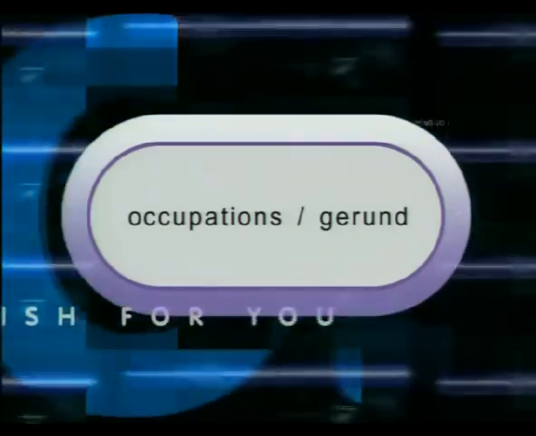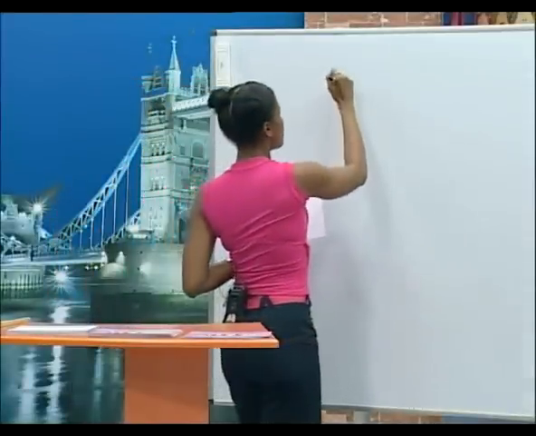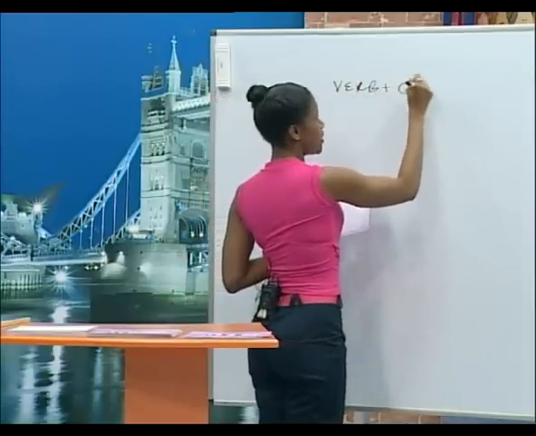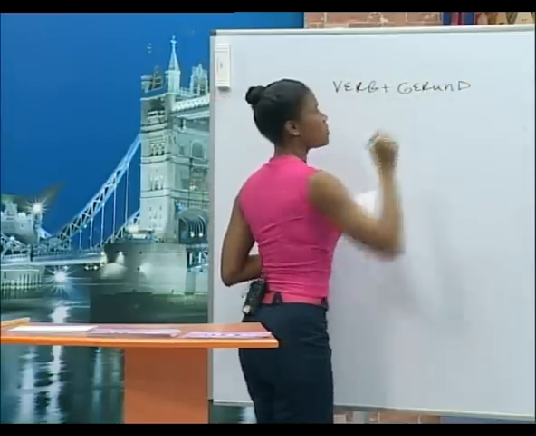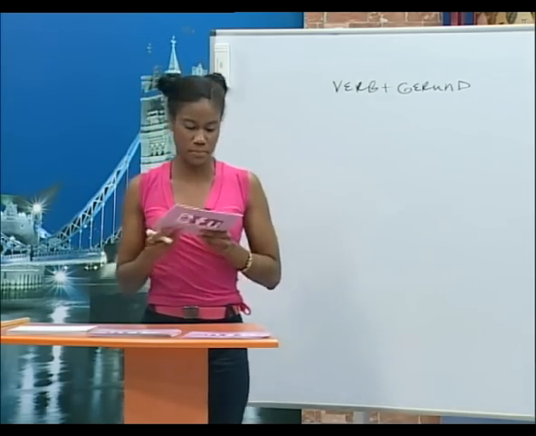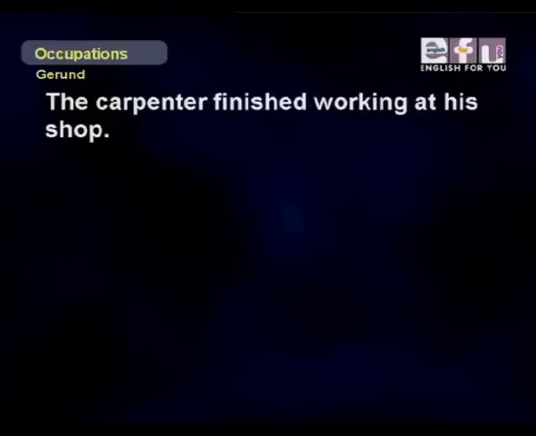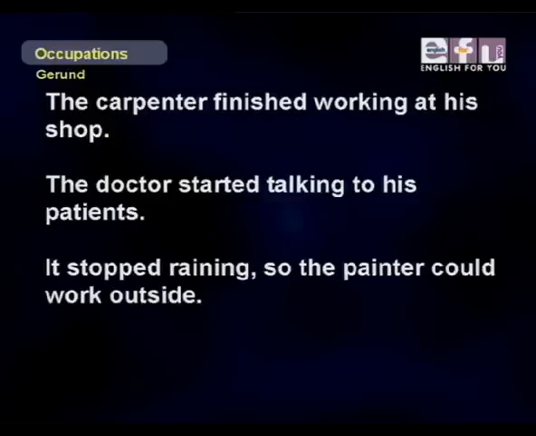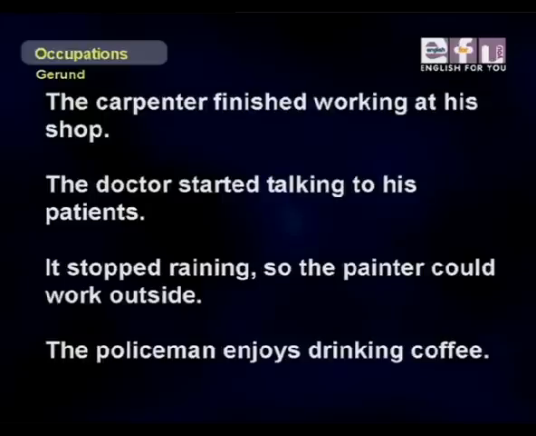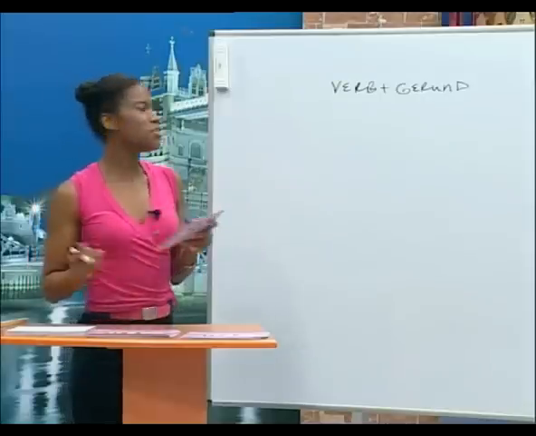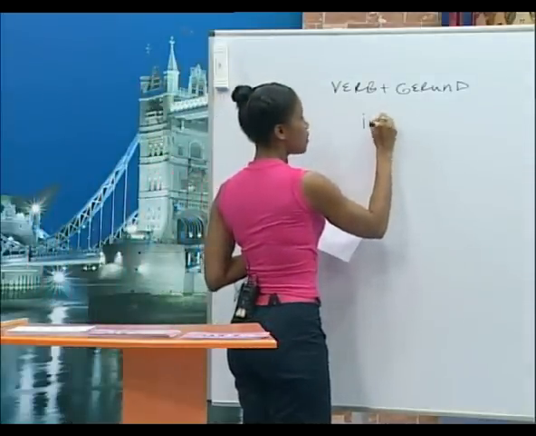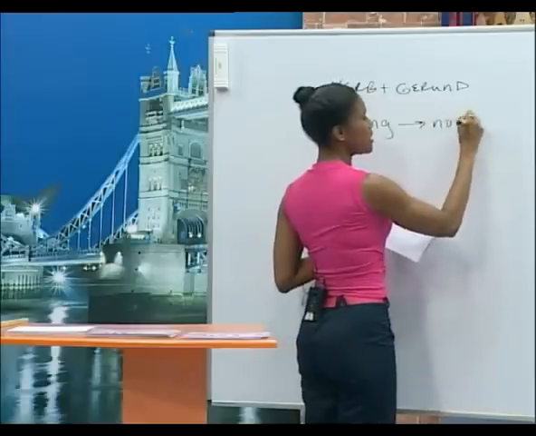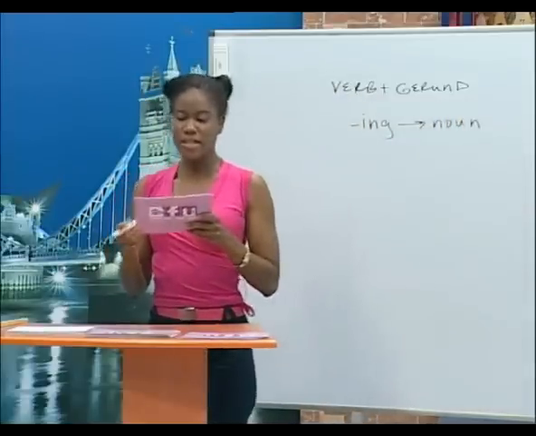Occupations. Gerund. Now we are going to study gerunds. The first thing we will learn is verb plus a gerund, which is the ing form of a verb. Let's look at some examples. The carpenter finished working at his shop. The doctor started talking to his patients. It stopped raining so the painter could work outside. The policeman enjoys drinking coffee. So the gerund is an ing form of the verb, and it's used as a noun.